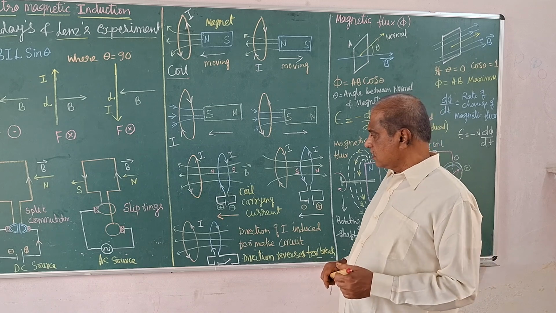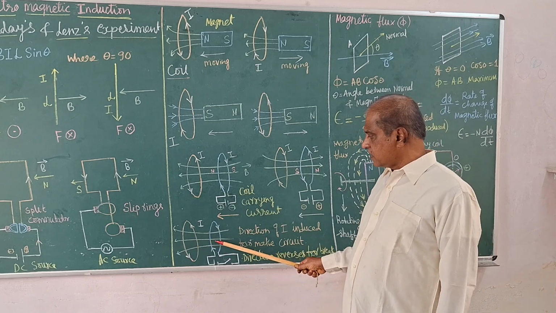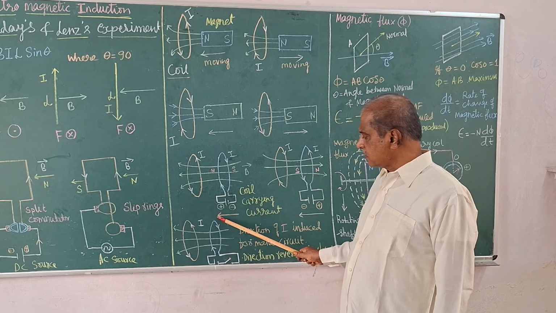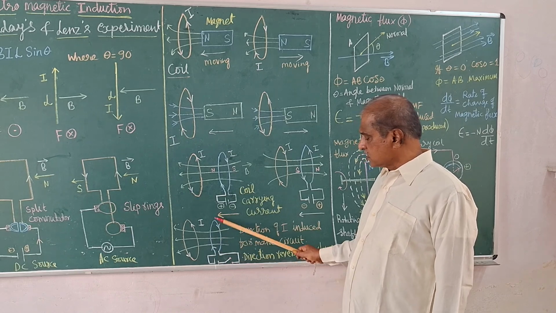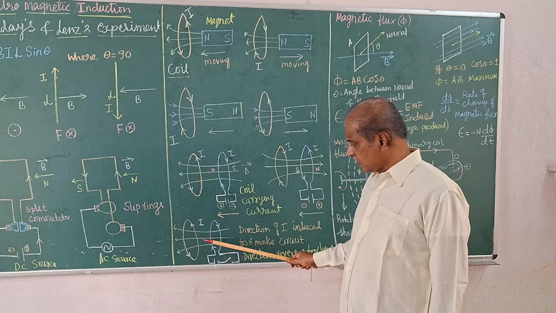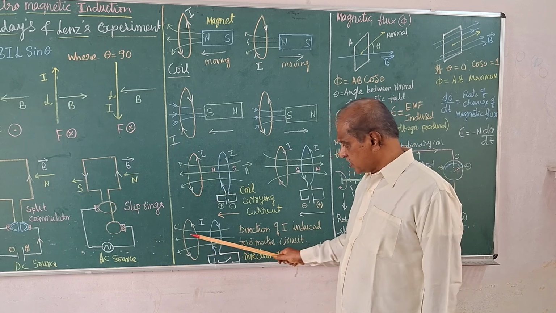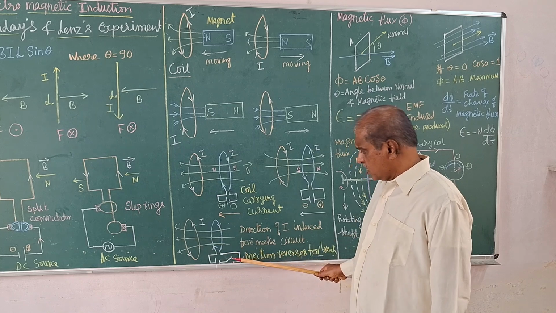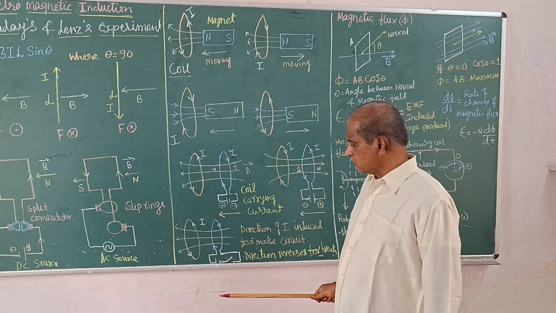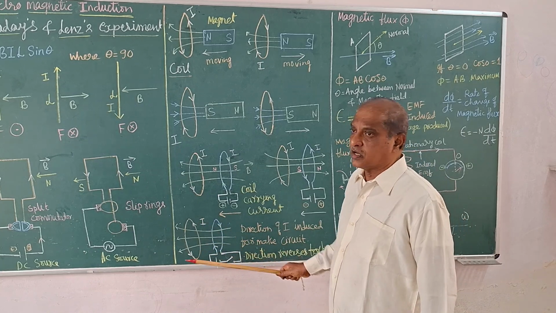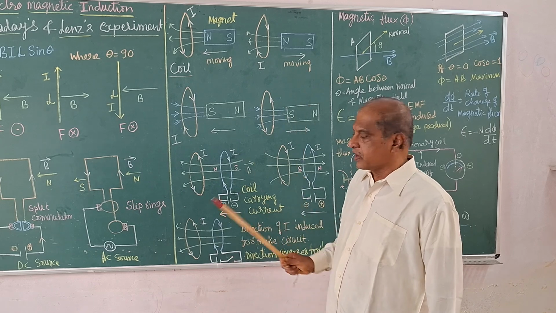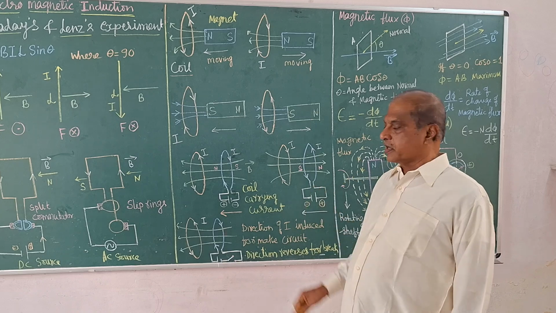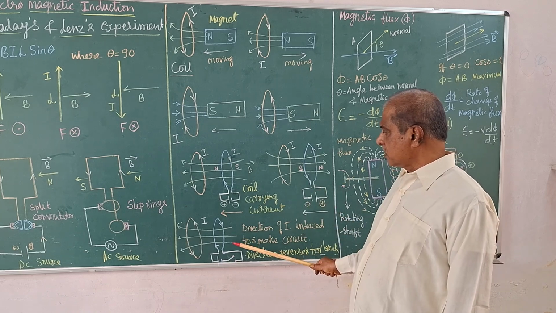What is the difference? Both the coils are fixed. The only thing is you make and break the circuit. Pass the current and cut off the current. You see that current is induced. When you make the circuit, current is induced. When you break the circuit, again current is induced in the opposite direction. Make and break induces AC current in the opposite direction. There is another experiment.